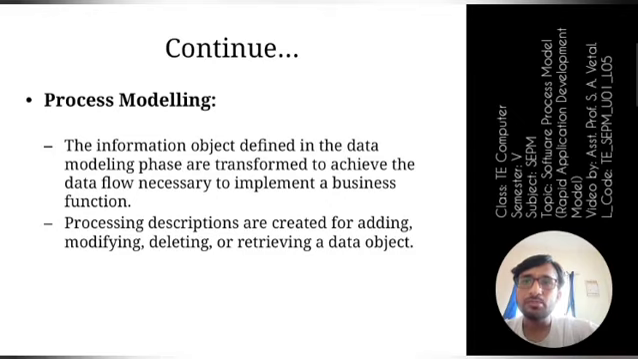Then third is process modeling. In process modeling, the information objects defined in the data modeling phase are transformed to achieve the data flow necessary to implement a business function. Processing descriptions are created for adding, modifying, deleting or retrieving the data objects. Means in process modeling, the processing descriptions are created for different operations that can be done on the data objects.